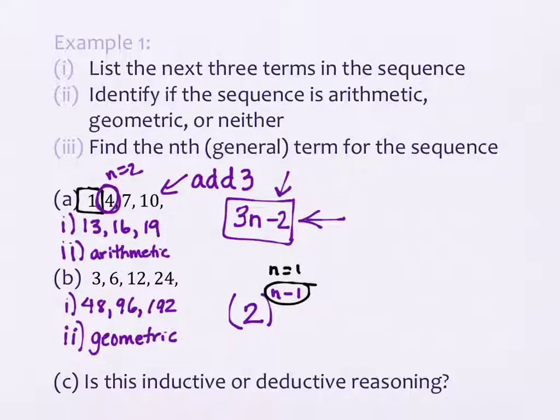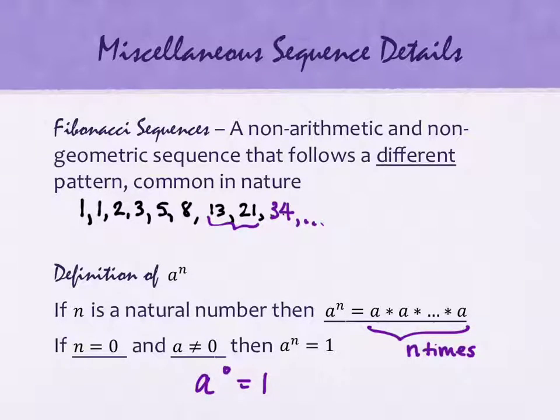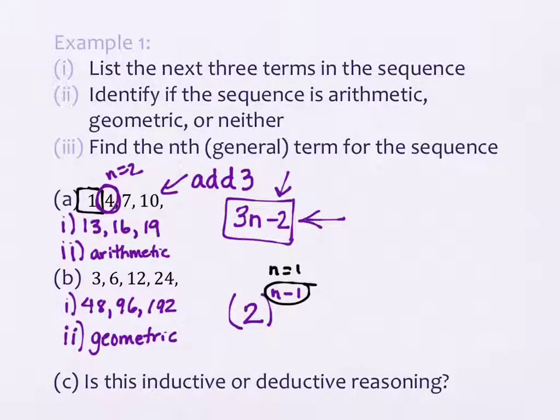Which means I've got something raised to the 0 power. And what is anything raised to the 0 power? 1. Remember, that's our definition over here. Anything raised to the 0 power is 1. Okay? So I have put the n minus 1 as my exponent so that every time I plug in n equal to 1, this expression that I have right there is always the number 1.